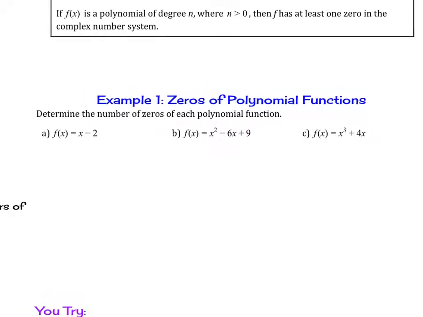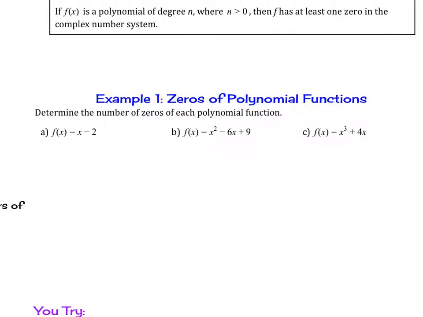So we're going to determine the number of zeros of each polynomial function. In the homework, what it's going to ask you for is just how many zeros are possible. So let's just do that real quick. In this first example, we have f of x equals x minus 2. Since the degree is 1, therefore this is 1 zero. Then letter B, it's a degree of 2, so there are 2 zeros. And letter C, there are 3 zeros.